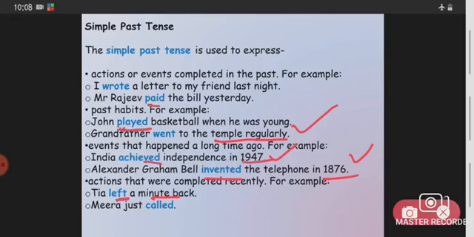And the formula is we use the subject plus V2, second form of the verb, or sometimes the irregular verb, right? Like I ran yesterday. Instead of run, we will use ran. That is the irregular verb for run. We will not add any other suffix to it. We will instead use ran, right?